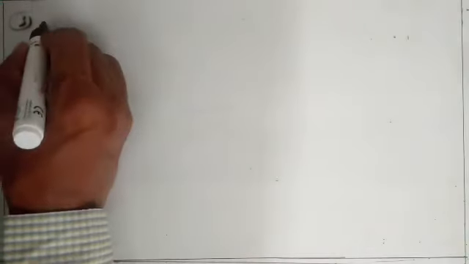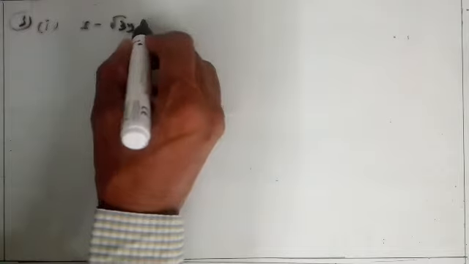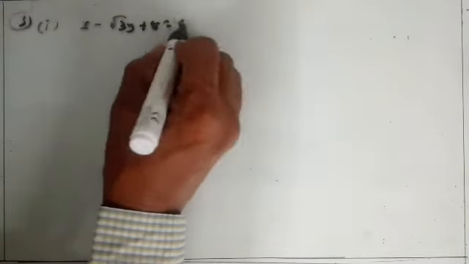Now question number third. Reduce the following equation into the normal form. Find their perpendicular distance from the origin and angle between perpendicular and the positive x-axis. Number first, x minus root 3y plus 8 is equal to 0.